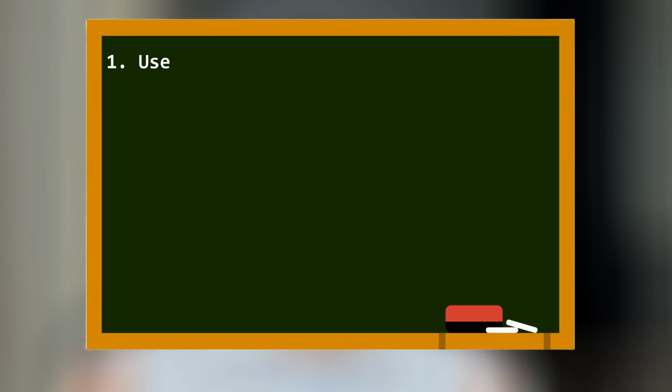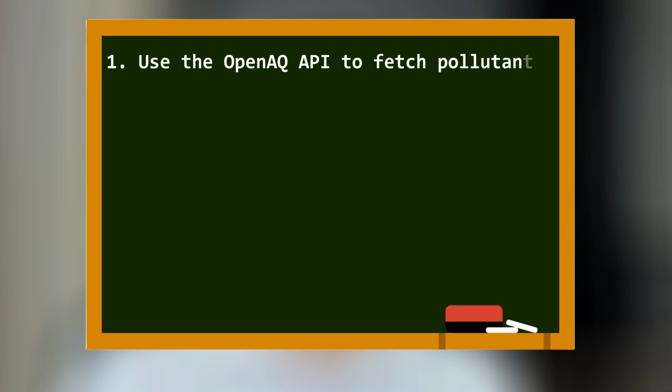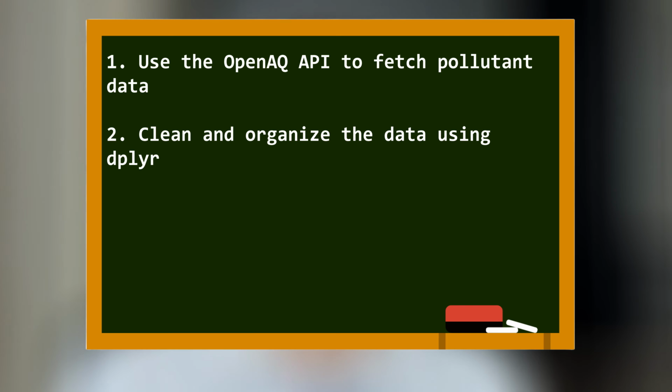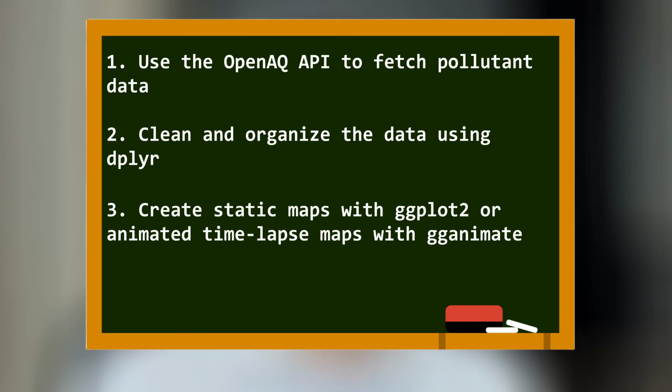First of all, use the OpenAQ API to fetch pollutant data. Then clean and organize the data using tidyverse. And then finally, create static maps with ggplot2 or animated time-lapse maps with gganimate.